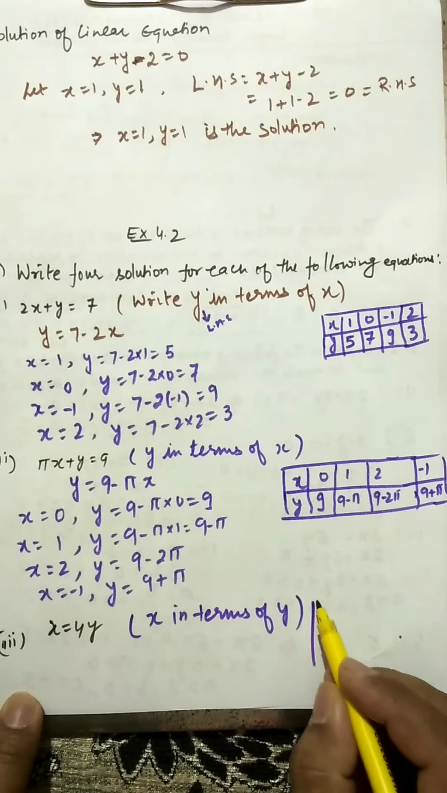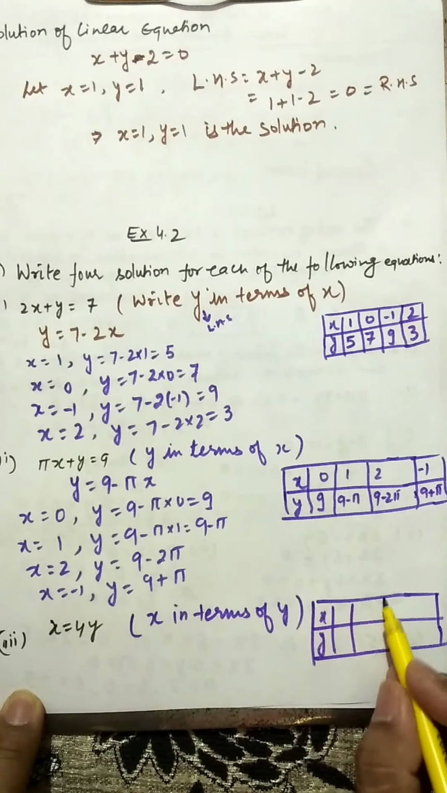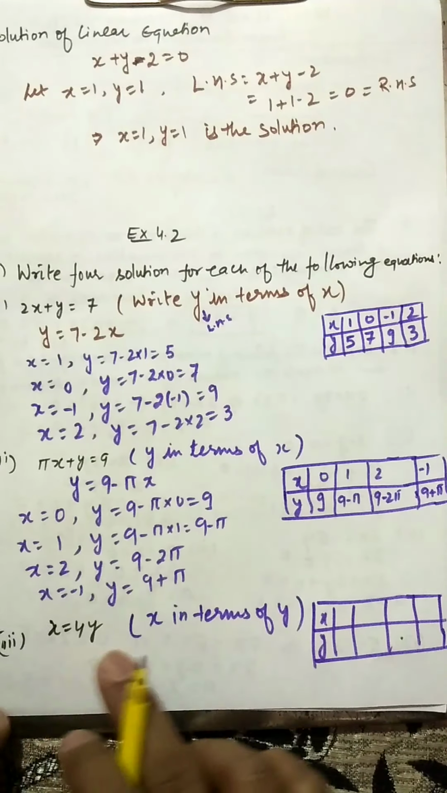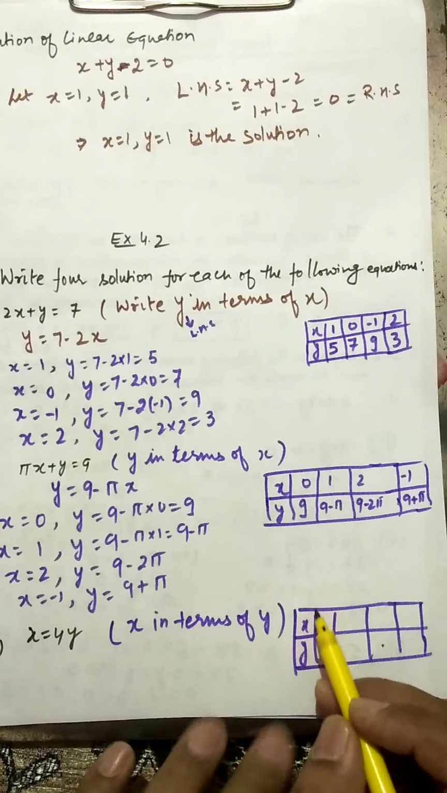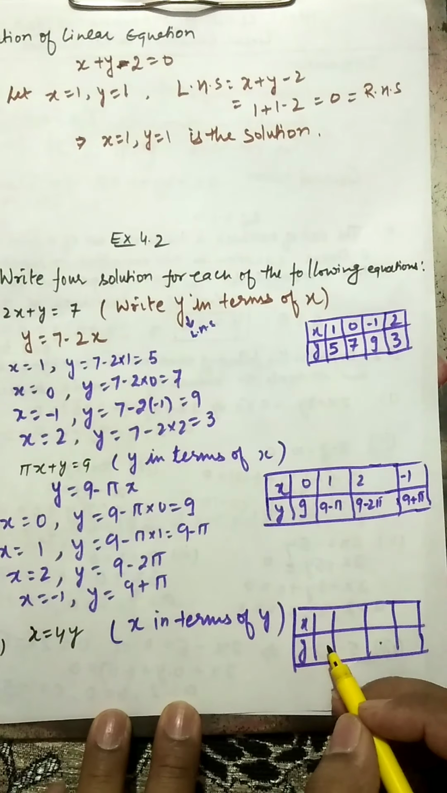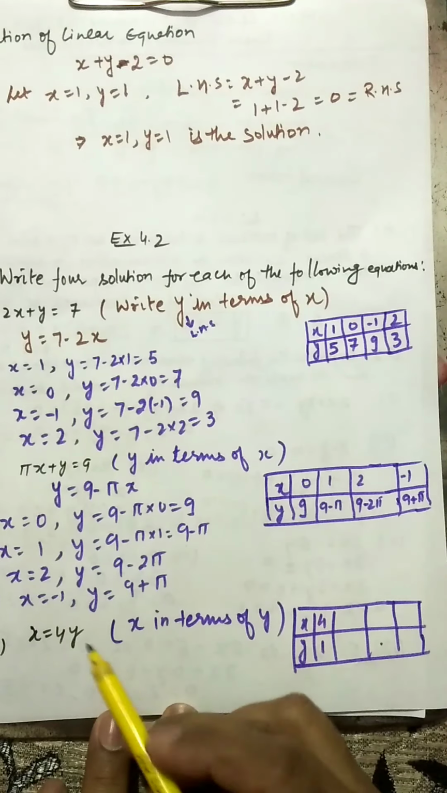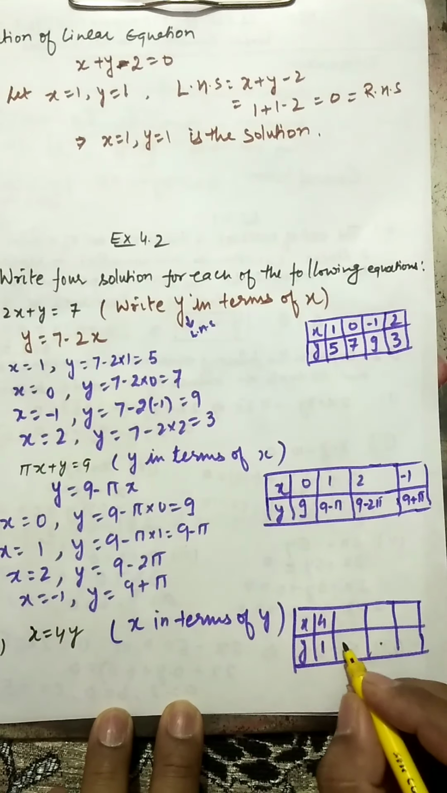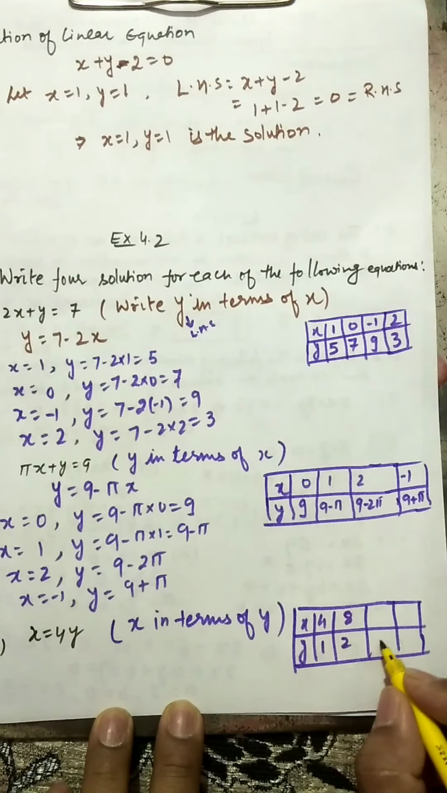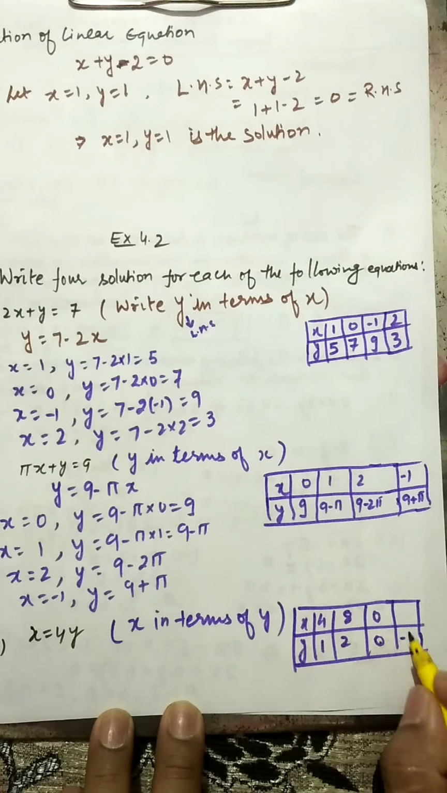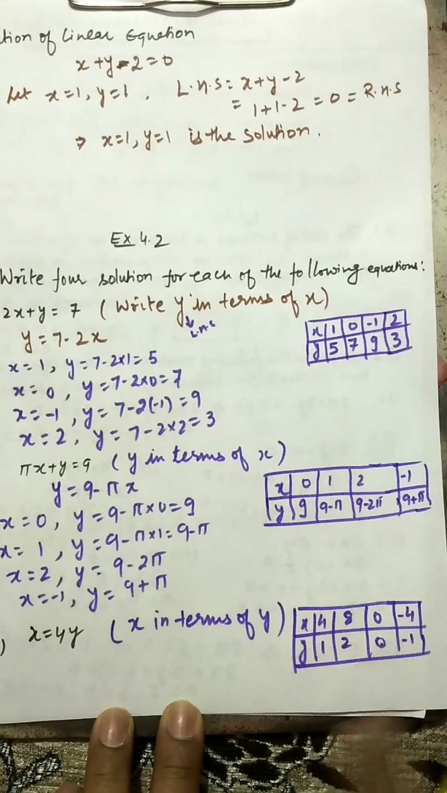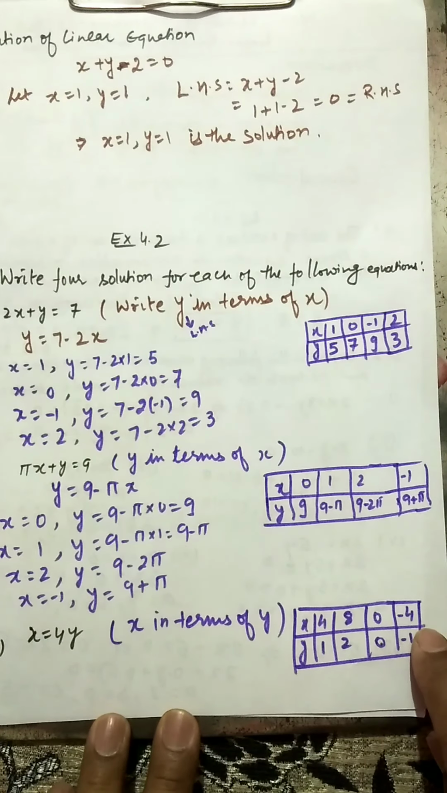This is very easy. We can do it without even calculating like we did here. There is no need to calculate things, because if you put y equal to 1, then your x will be 4 into 1, which is 4. If you put 2, then this will be 8. If you put 0, then it will be 0. If you put y equal to -1, then it will be -4. So this is as simple as you can do this directly.